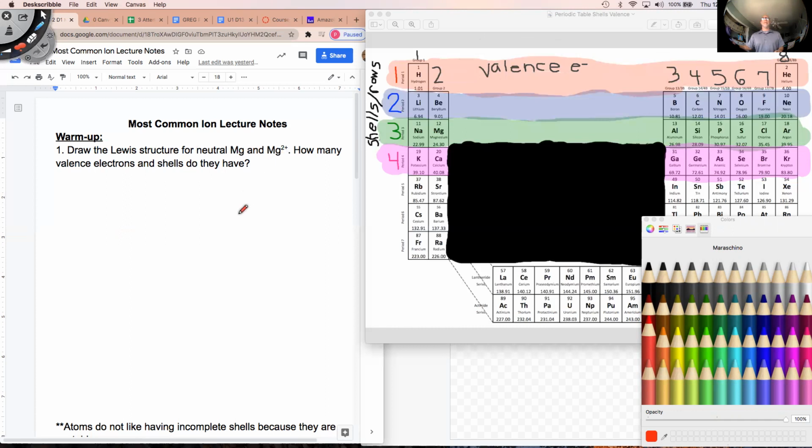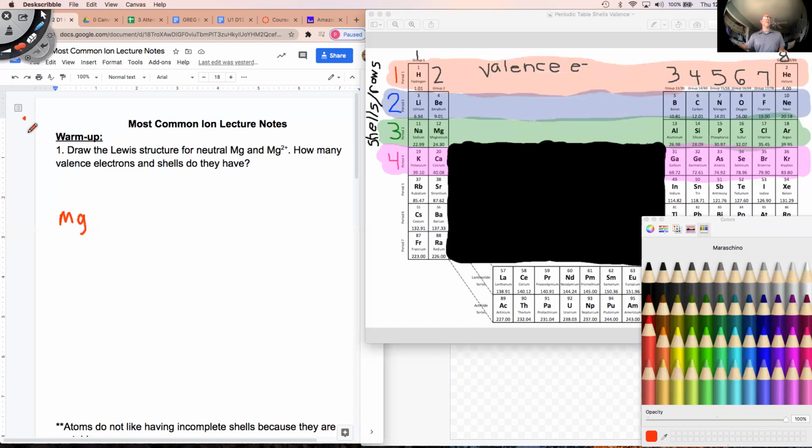All right. Now, it's very straightforward to do, but what we want to do is draw the shells first. So we're going to draw the shell model. I'm going to do this as a review for you. So let's take a quick look. Here we go. All right, so we're going to have magnesium. So here's our magnesium, and it's neutral magnesium.